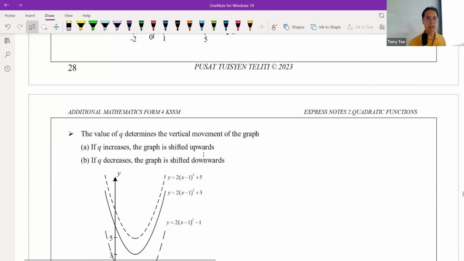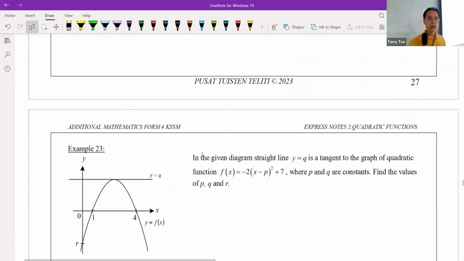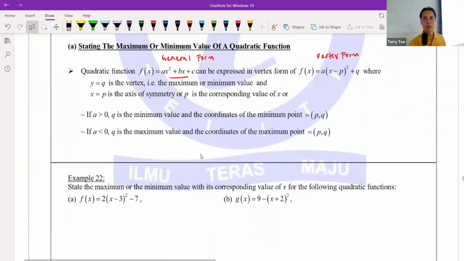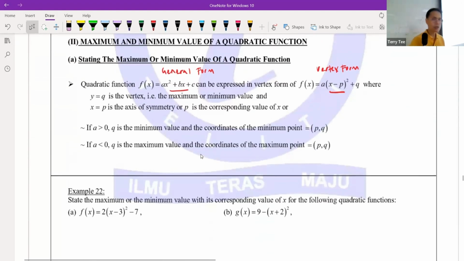So here's the thing. Coming back to this one, when you complete the square, you get vertex form. Vertex form is very helpful because it tells us the minimum or the maximum. The vertex is the sharp point of your graph, and your Q value can be minimum or maximum. It happens when the expression inside the bracket, x minus p, is 0, so x is p. X equals p is what we call your axis of symmetry. So again, if your A is more than 0, Q is minimum. If A is less than 0, Q is maximum.